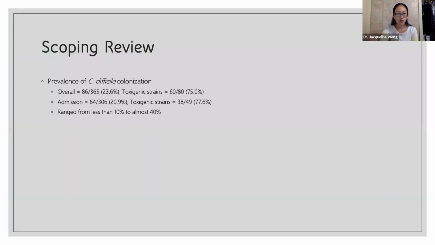And so overall, when we pooled the results, 365 individuals were tested among these 6 studies, and 86 were found to be colonized. And so this was a prevalence of roughly 20 to 25%, but this ranged about 4-fold over the different studies, from under 10% to almost 40%. Toxigenic strains were differentiated, as I said, in several of those studies as well.